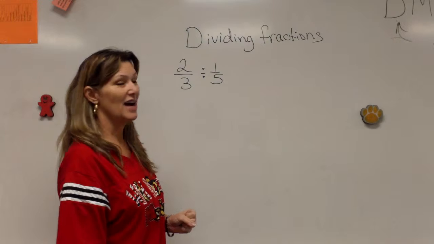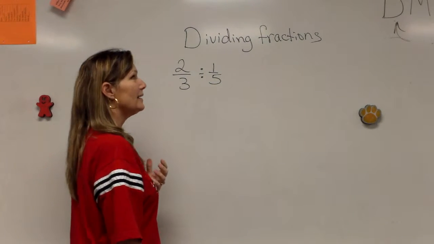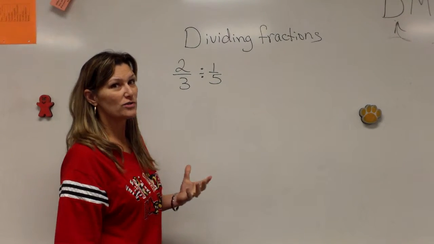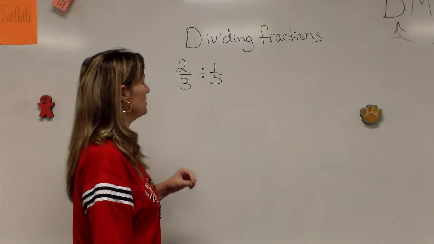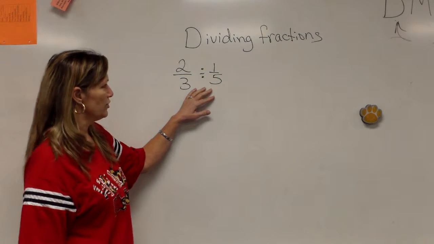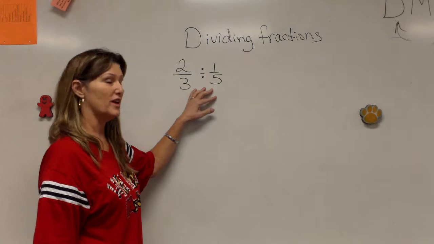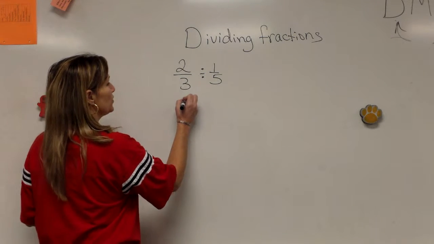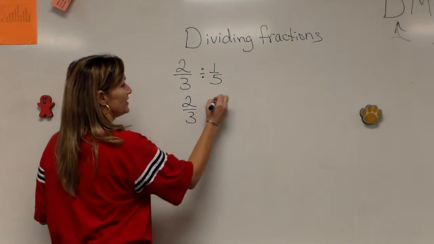We're going to be dividing fractions. And actually, you can't divide fractions, so you need to pay extra close attention to see what to do. We have 2/3 divided by 1/5. We're going to what I call Kentucky Fried Chicken.